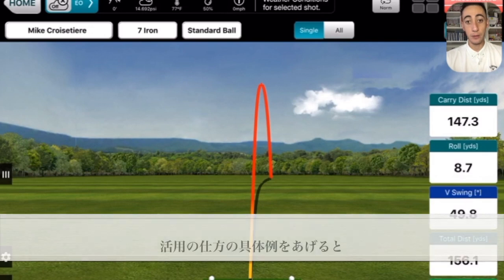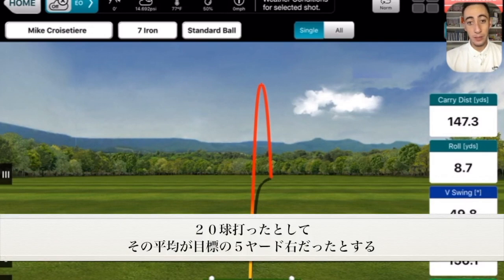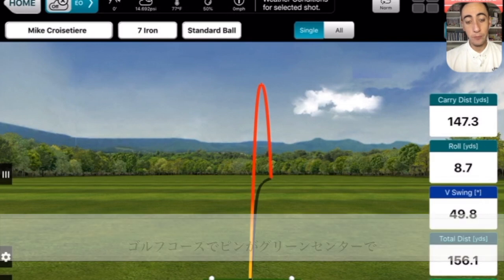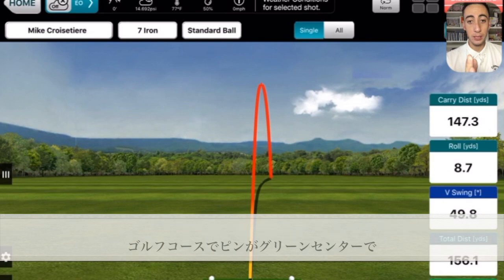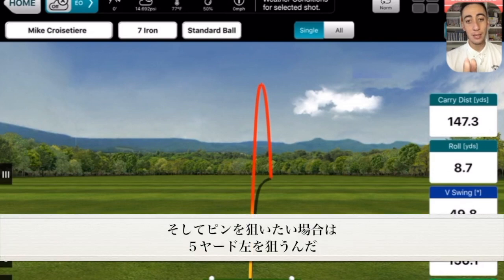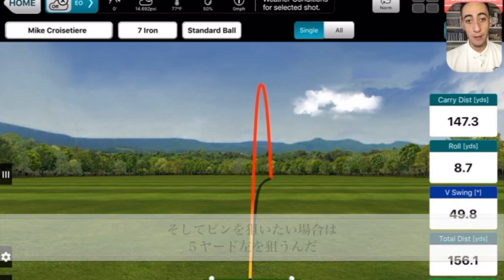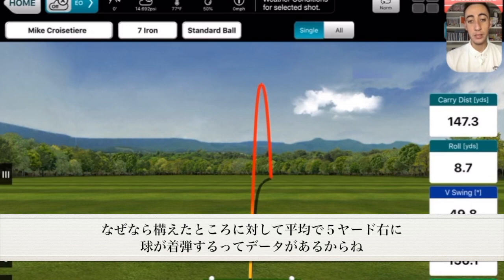Let me give you an example of how this could be applicable on the golf course. Let's say I hit about 20 shots, and the average of those 20 shots is right around 5 yards to the right of the target line. Well, if I'm on the golf course and the pin is in the center of the green and I want to hit that pin, I'm going to be aiming 5 yards left, because I know on average I'm typically going to miss the ball 5 yards right of wherever I'm aligning, right?